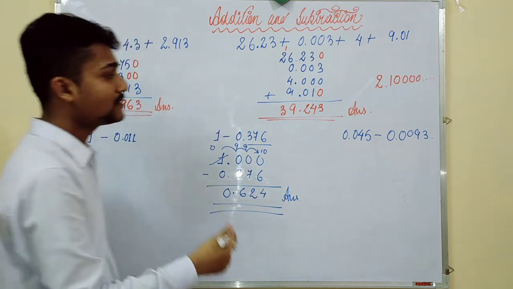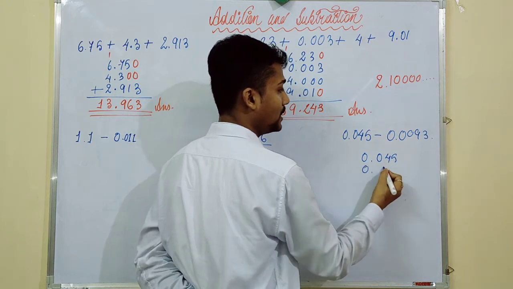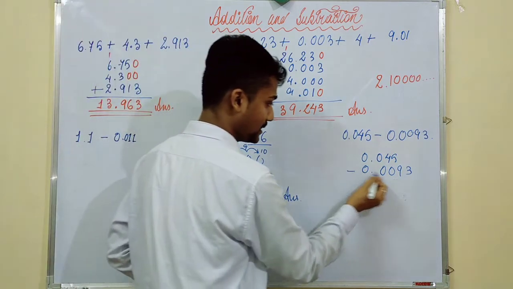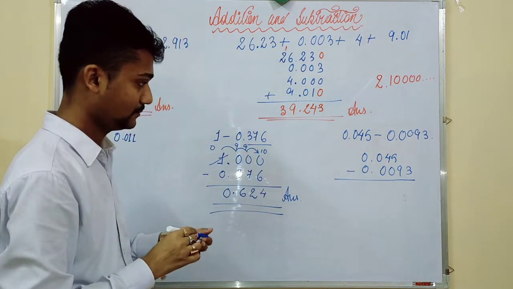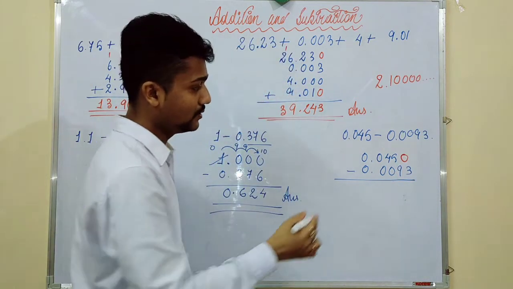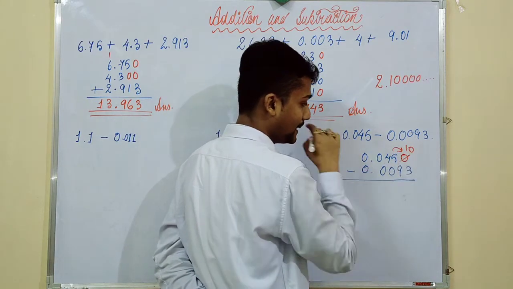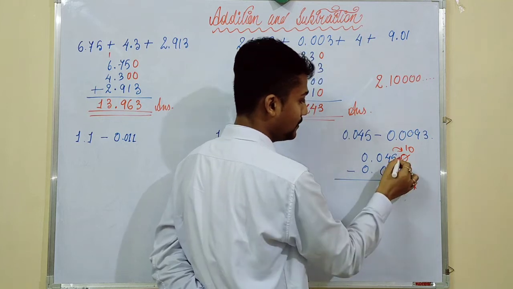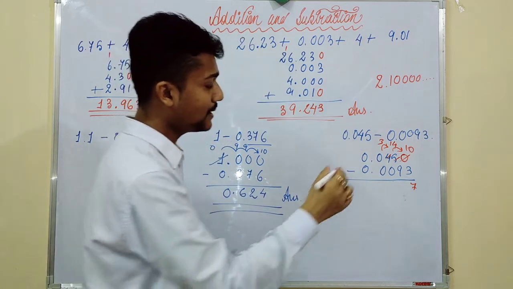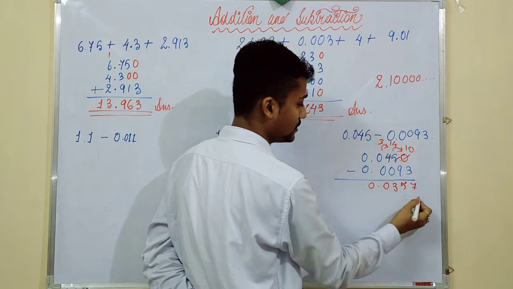Now the next question, this particular question, 0.045 minus 0.0093, and you have to subtract. What you can do here, this place is vacant, so I will put a 0. Now 0 minus 3 is not possible, you have to carry 1, it will become 10. So 10 minus 3 is equal to 7, it will become 4, and if I carry 1 it will become 14 and it will become 3. So 14 minus 9 is equal to 5, 3 minus 0 is equal to 3, 0.0.